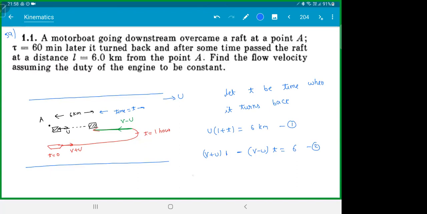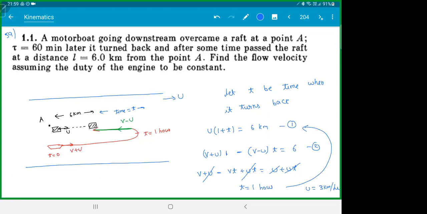Substitute that 6 here. We end up with v plus u minus vt plus ut is equal to u plus ut. The ut cancels, the u cancels. t is equal to 1 hour. Means it took him 1 hour to go back. Put this in equation 1. You get u is equal to 3 kilometers per hour. Check. This is how you do it in the ground frame, but there's a much faster way to do this.